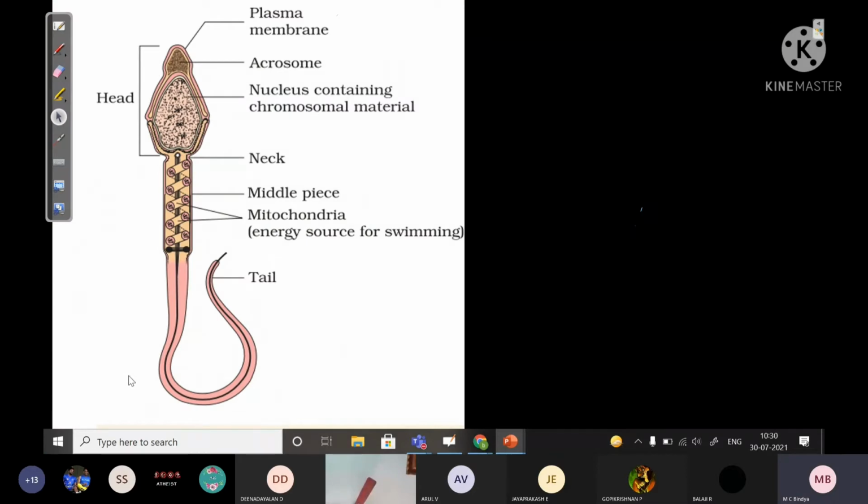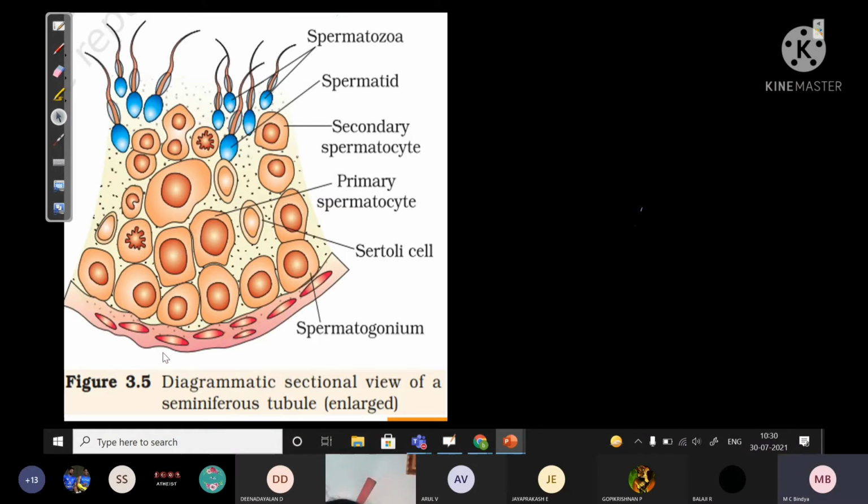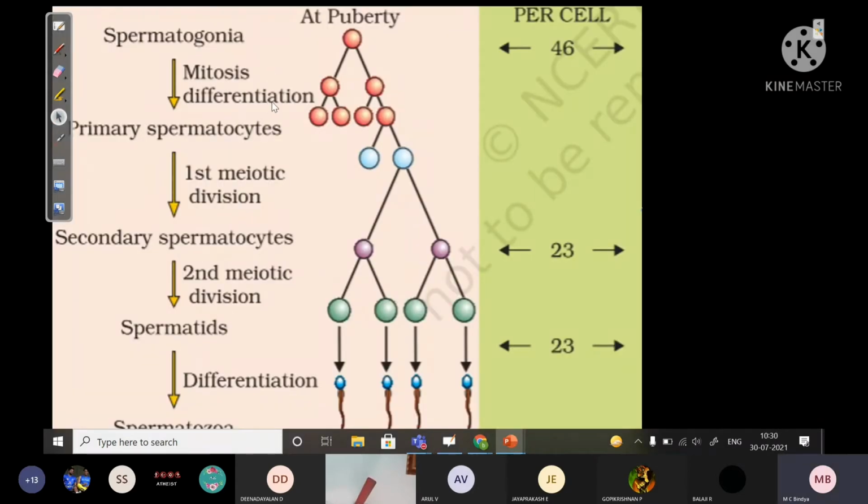Structure of sperm. This used to come for 2 marks. You will have to draw the head, neck, middle piece, tail, and inside, whatever elements are there, you have to draw. This is the sectional view of the seminiferous tubule showing spermatogonia, which are the mother cells here, and special cells to nourish the sperm, Sertoli cells, primary spermatocyte, secondary spermatocyte, then spermatid, which will be nourished and then become the spermatozoa. This is revising, okay. Now this is spermatogenesis.